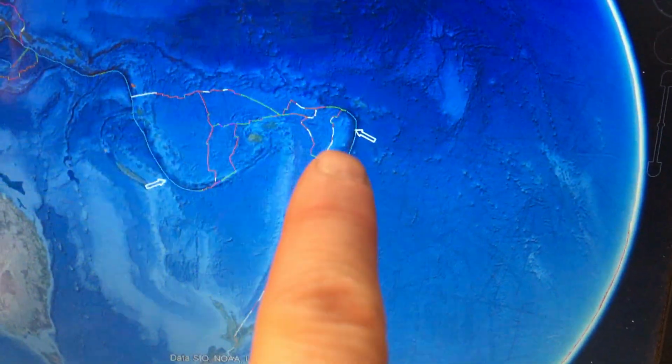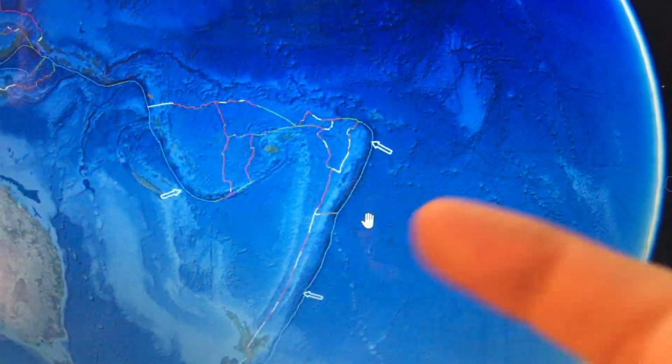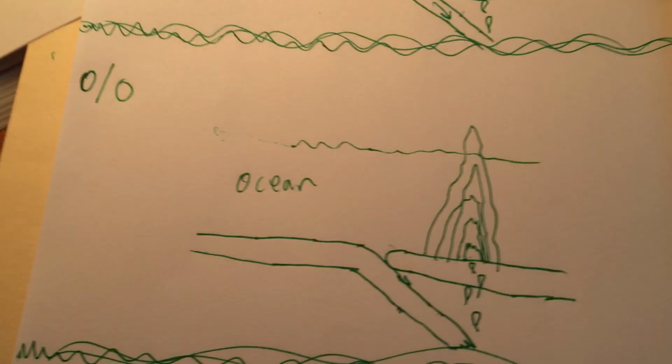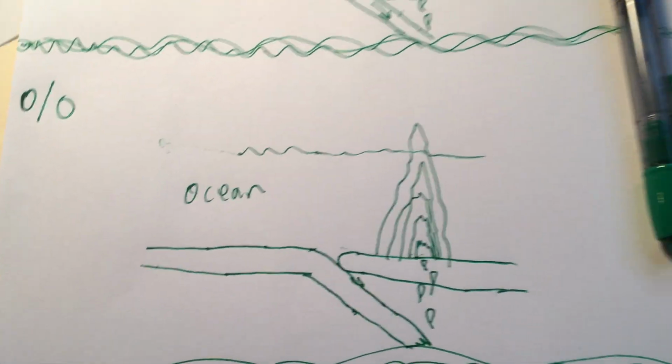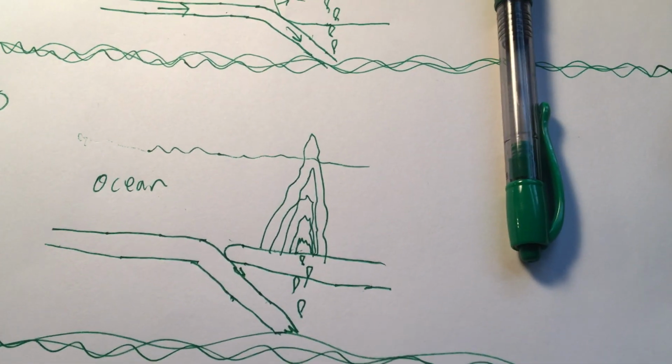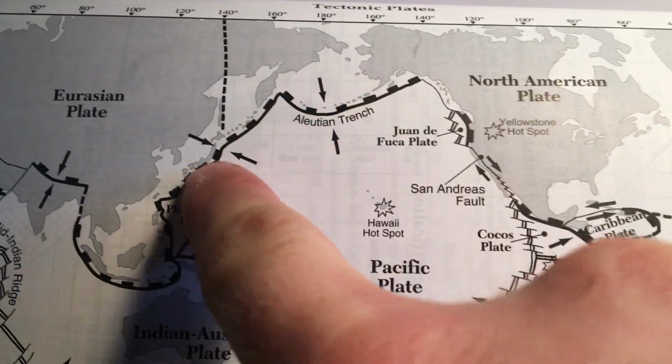Same deal. We got a little ridge of volcanic islands through here as this oceanic crust goes underneath that oceanic crust. So there is oceanic-oceanic. And again, there's lots of these, a lot of those islands.